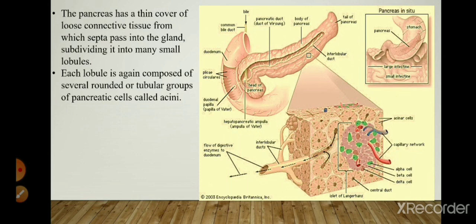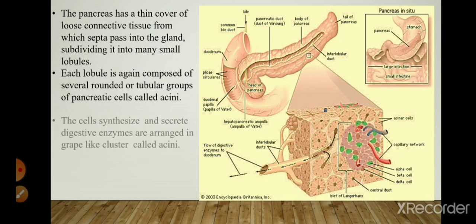It means that the pancreas is completely covered with a thin cover of loose connective tissue. This loose connective tissue forms septa into the gland, subdividing the gland into small lobules. These lobules are again composed of several tubular groups of pancreatic cells, and these cells are called acini. These acini combine to form the exocrine part of the pancreas.